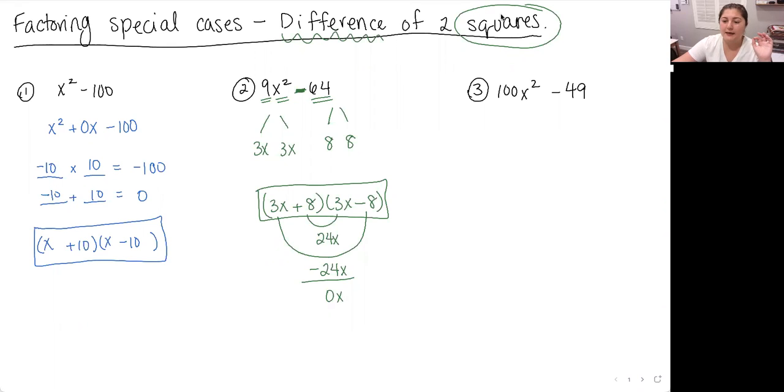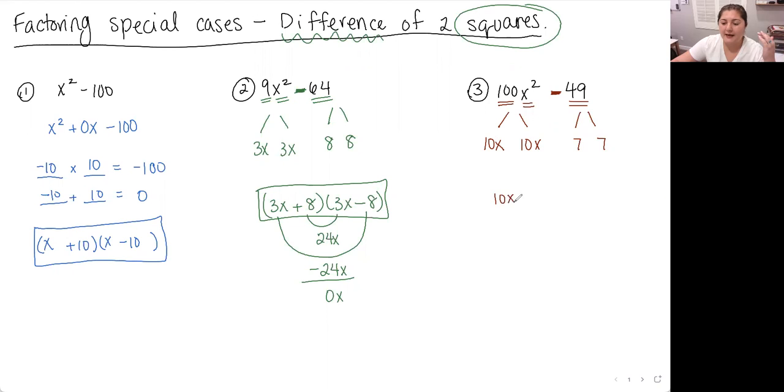So let's take a look at this guy. Again, let's be a little bit more sophisticated. I have a perfect square, which is 100, a perfect square, which is x squared, and a perfect square, which is 49. And I'm subtracting these two terms. So I know that 100 is 10 times 10. And I know that x squared is x times x. And I also know that 49 is 7 times 7.